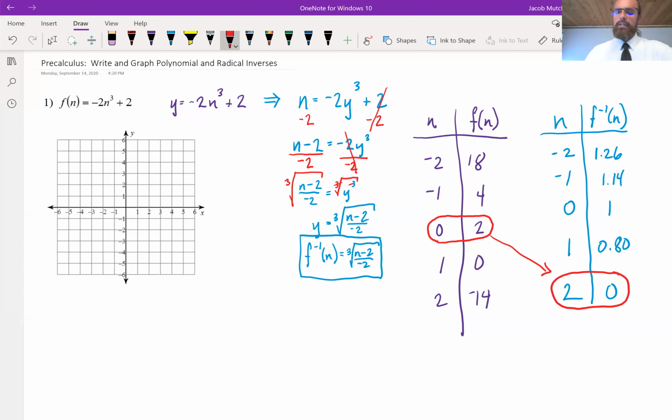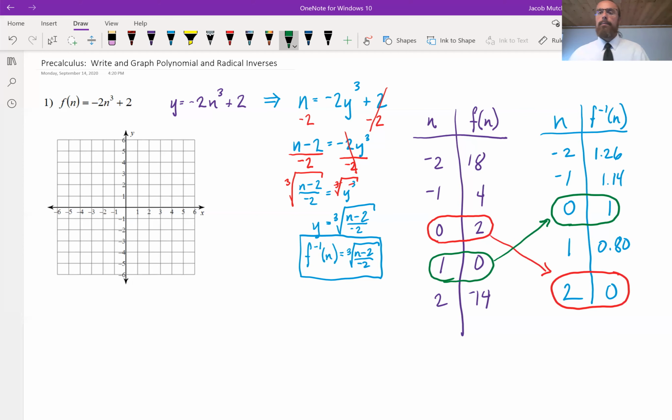See if you can see any other points from the purple table that swap in the blue. Good. So we also have 1, 0 in the original, swapping over to 0, 1 in the inverse. So you can see the inverse relationship in different representations of the two functions.